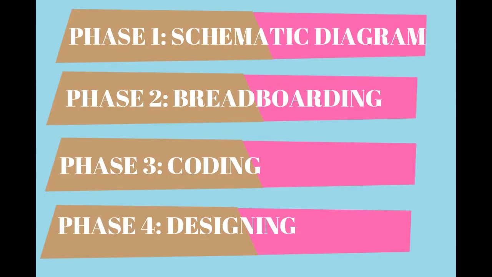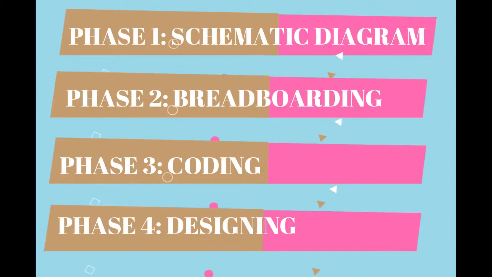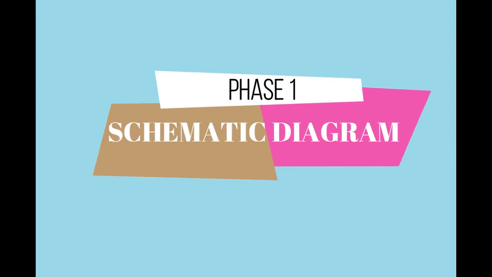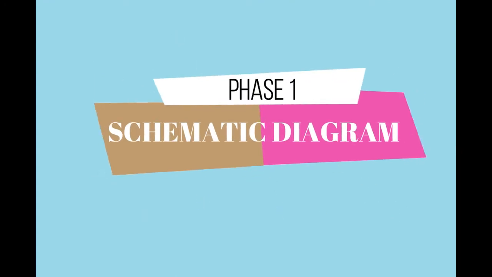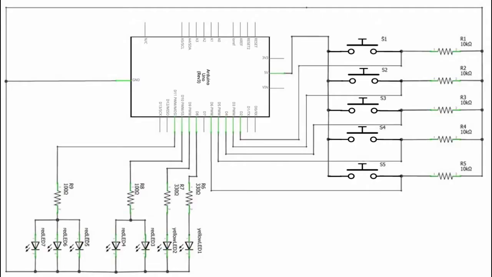This project has 4 phases. First is creating a schematic diagram. Second is the breadboarding. Next is creating a code using Arduino IDE software. And lastly, designing and constructing the car rear lights. Here is my schematic diagram.